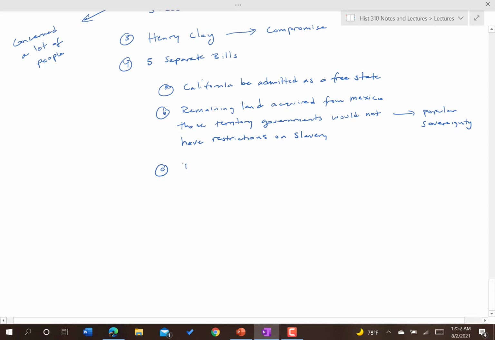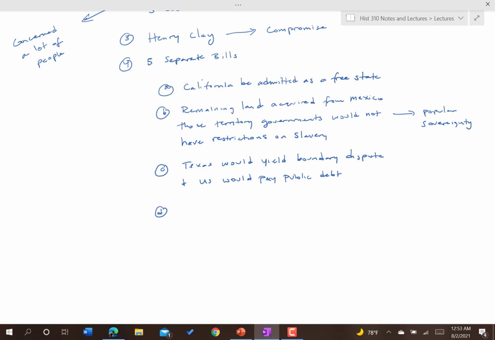Then good old Texas would stop its conflict on boundary disputes, and they would yield the boundary dispute with Mexico. And in return, the U.S. would pay their public debt as they came in as a state. Right? So stop fighting with Mexico. We'll pay off your public debt from you trying to be independent, and you're going to stop arguing with Mexico about what you control.